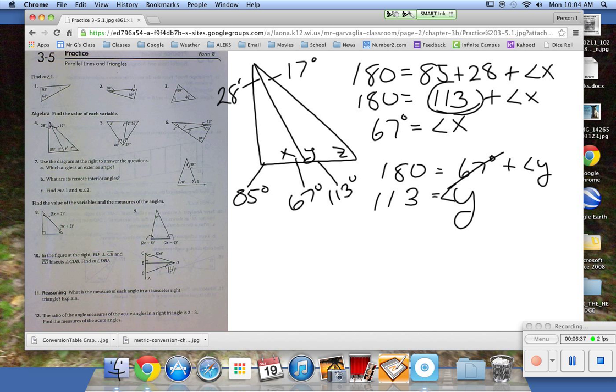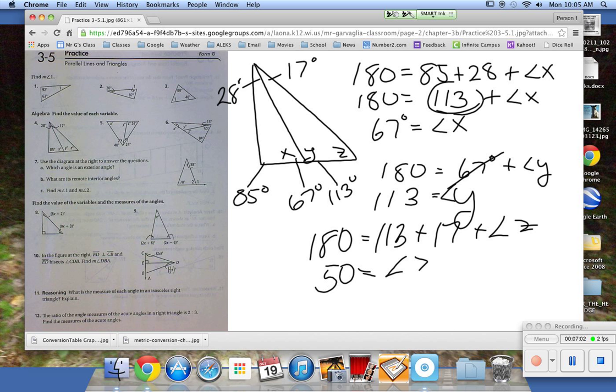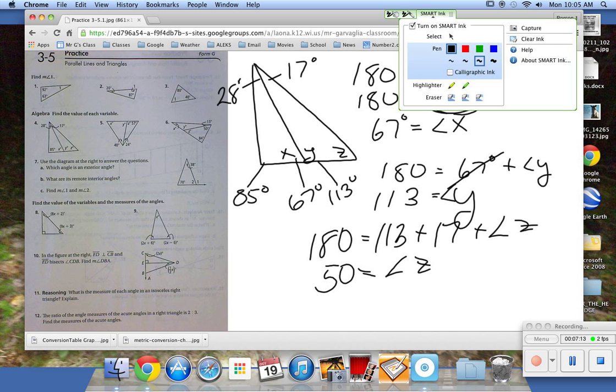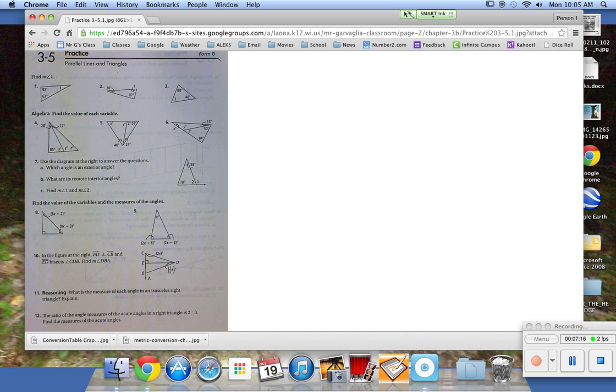Okay, now we have what? We have this angle. We have this angle. Can we figure out that angle? 180 equals 113 plus 17 plus angle Z. What's Z? 50 equals angle Z. How was that? Did you see the steps we took to figure that out? Yeah, we just did one more extra in there. That's good. I want it to be easy.